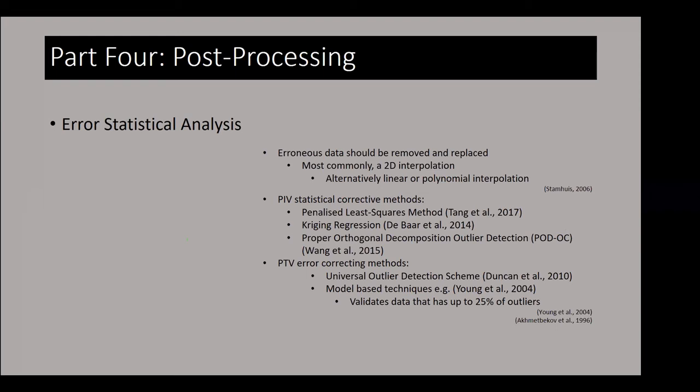I'm not going to go into too much depth on how to perform those analyses. However, should you want to know more, I do provide some common statistical corrective methods for both PIV and PTV. The ones for PIV are the penalized least squares method, the Kriging regression, and proper orthogonal decomposition outlier detection. For PTV, the universal outlier detection scheme or model-based techniques, such as Young's study in 2004, showed to validate data that has up to 25% of outliers.